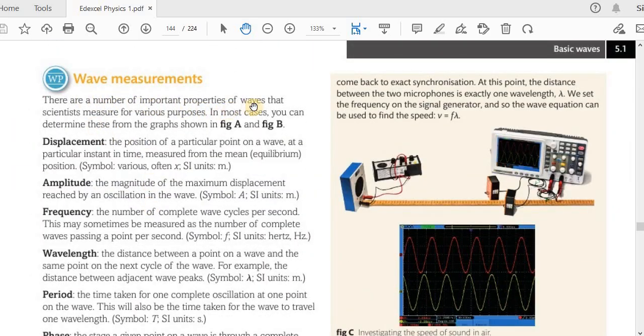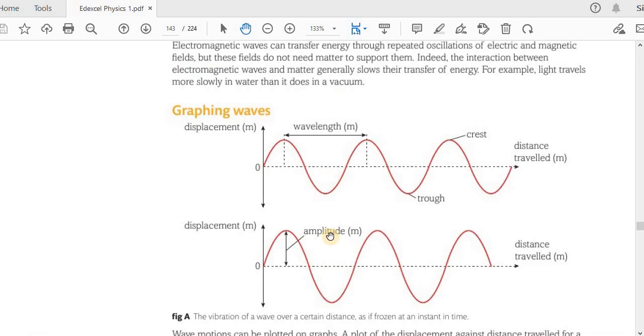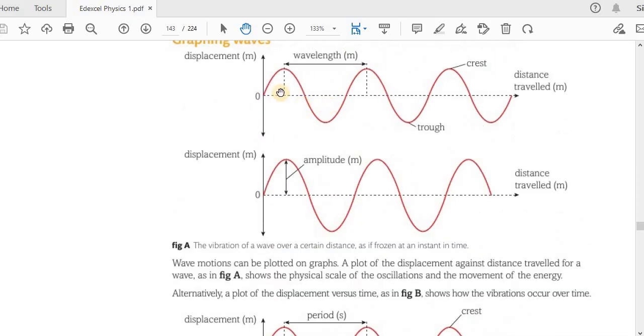There are a number of important properties of waves that scientists measure for various purposes. In most cases, you can determine these from the graphs shown in figure A and figure B. So here is one graph, figure A. We have actually two there. And you can also see the labels here. Here we have the horizontal label, which is the wavelength. Here we have the vertical amplitude. So this is a displacement versus distance graph. That's why this is wavelength. And I told you, if it's a displacement versus time graph, then for one whole cycle, that will be the period. Here it's the wavelength.